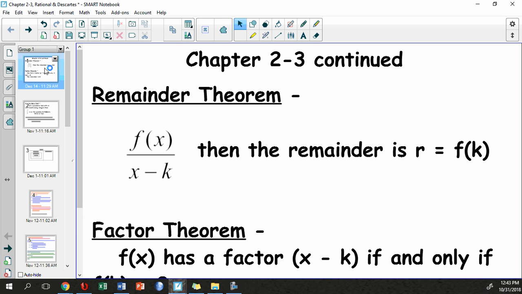2-3. We are continuing with 2-3. Here are the notes.